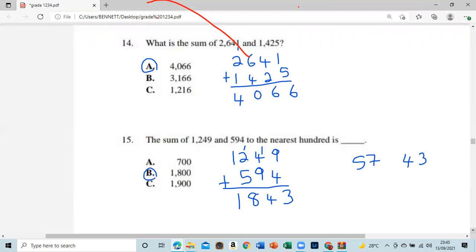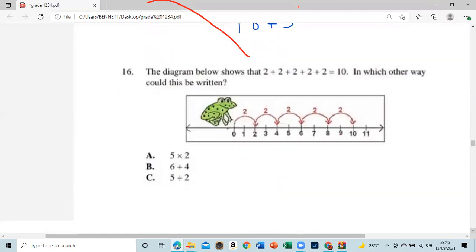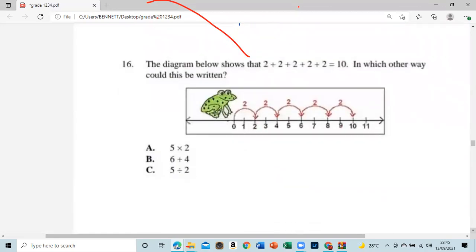Let's move on to number 16. The diagram below shows 2 plus 2 plus 2 plus 2 plus 2 is equal to 10. In which other way could this be written? Or could you get 10? Is it 5 times 2, 6 plus 4, or 5 divided by 2?